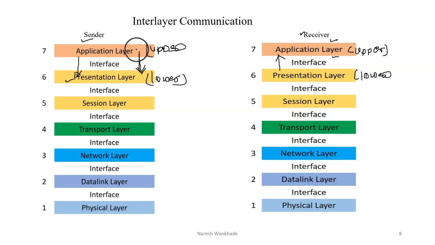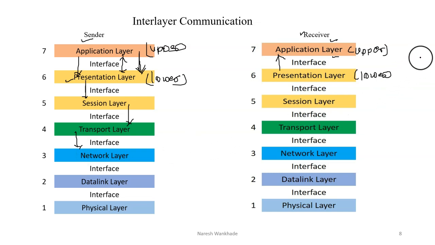Whenever there is communication between two layers, either at the sender side or at the receiver side within the same system, that type of communication is referred to as interlayer communication. Communication between the application layer and presentation layer is known as interlayer communication. Communication between the presentation layer and session layer is also interlayer communication. Communication between the session layer and transport layer is also interlayer communication. Communication between the transport layer and network layer is again interlayer communication, and so on.